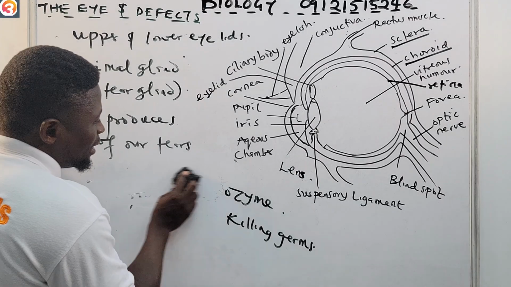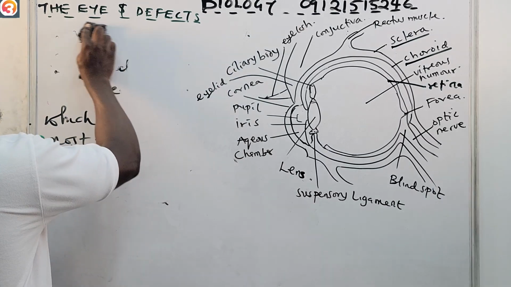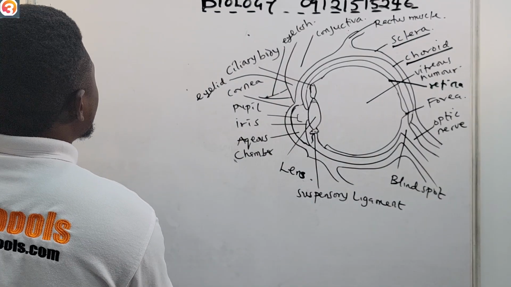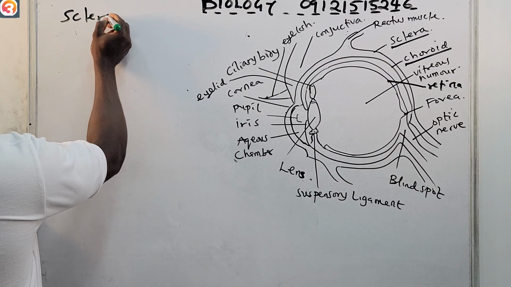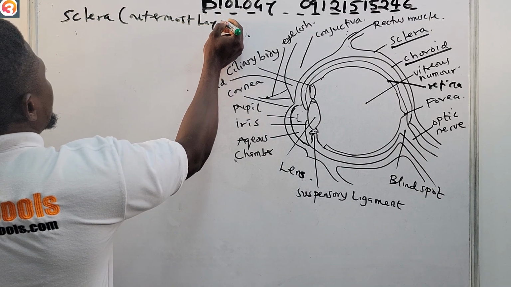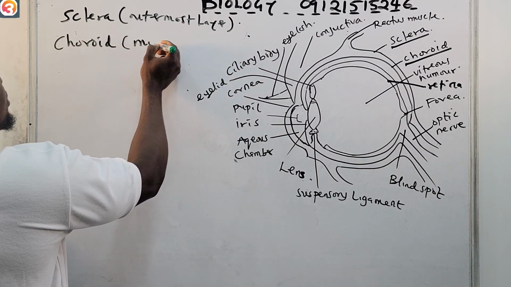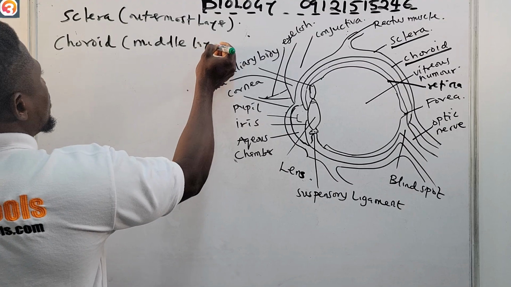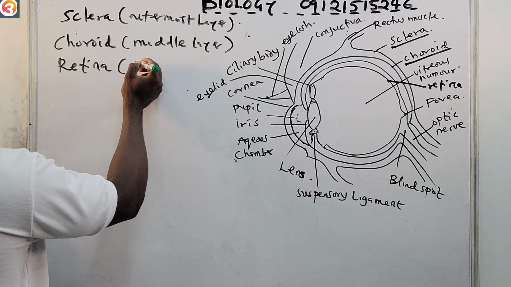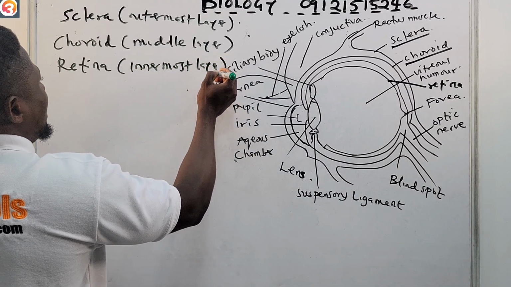Let us put that down. The walls of the eyeball consist of three layers. Number one, the sclera, which is the outermost layer. The choroid, which is the middle layer. Then the retina, which is the innermost layer.